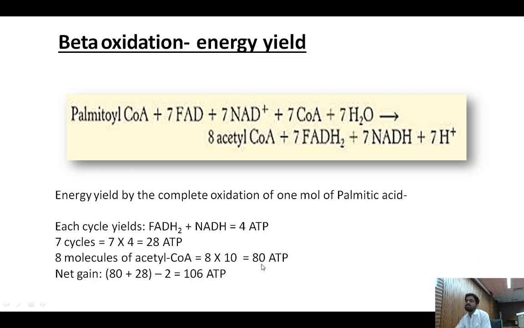So total will be how much? 80 plus 28 is equivalent to 108 ATP. But 2 ATP gets utilized in the activation. So ultimately the net gain of energy is equivalent to 106 ATP.